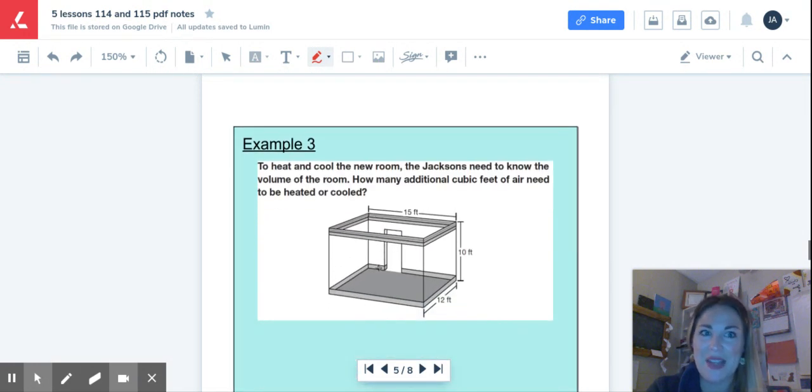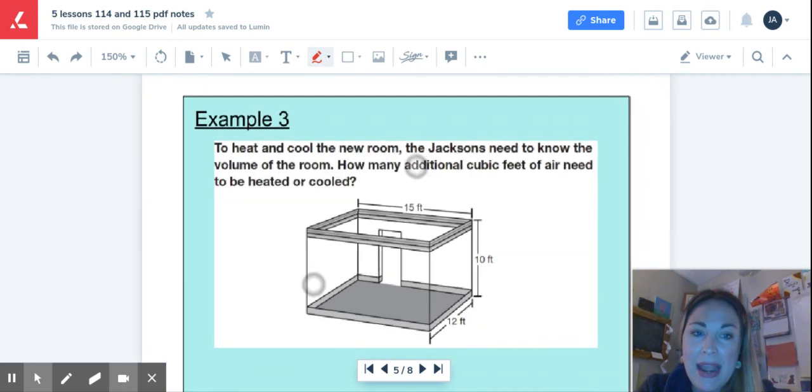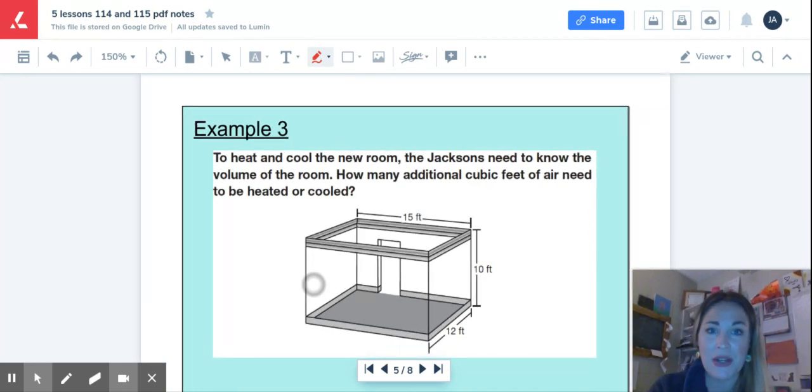Guess what? Same room again. Okay, so now pause the video, give this one a try, determine what they're asking you to find. I'm going to start by reading the problem entirely and determining what formula I'm going to need to use. So to heat and cool the new room, the Jacksons need to know the volume of the room. How many additional cubic feet of air need to be heated and cooled?